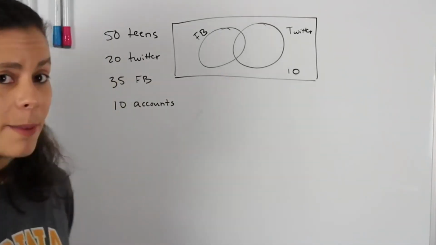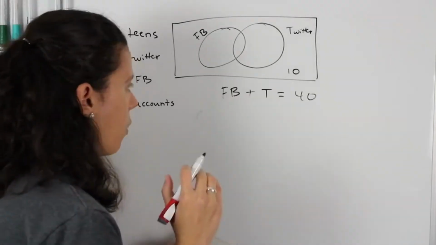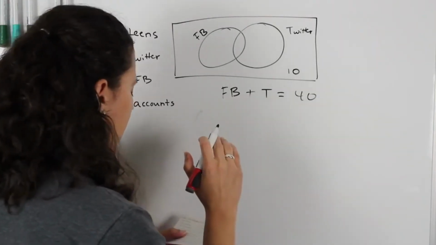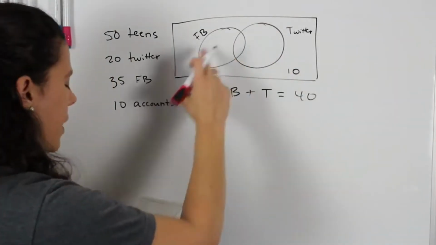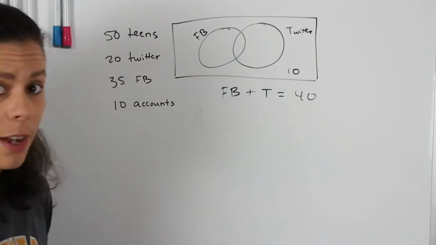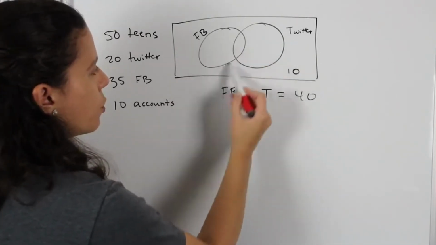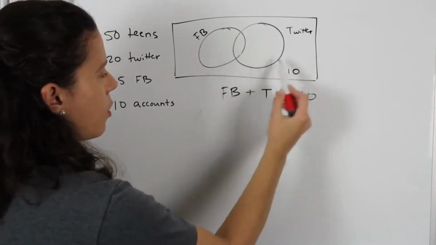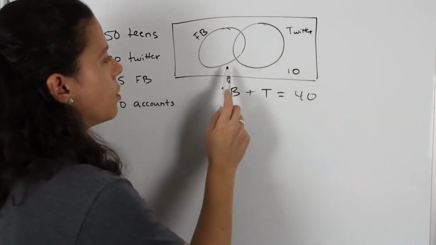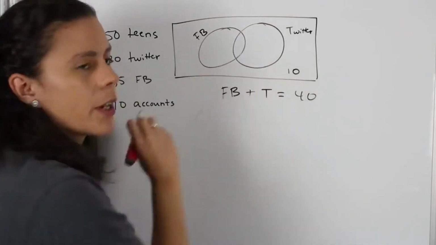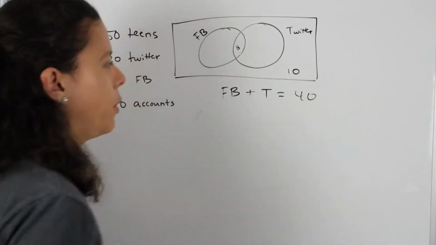Whew, all right, get ready, because this is gonna get nasty. No, I'm kidding, it's not. We know that the ones that own a Twitter account are 20 of them. The ones that own a Facebook account are 35 of them, which means that this entire circle has to add up to 35, and this whole circle has to add up to 20. So what we're gonna do is call this a third variable. I'm gonna call it B for both, okay?